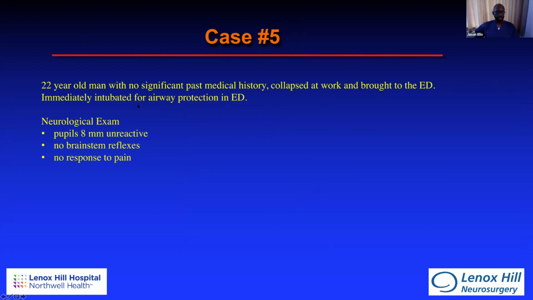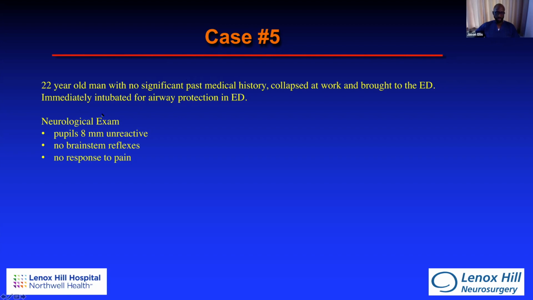Case 5 is a very recent case this week that came into our ER. A 22-year-old man, so very young guy, no significant past medical history. He collapsed at work. When he arrived, he was immediately intubated. As you know, ABCs were done. The airway was not good. He was not breathing effectively, not oxygenating. And so he was put on the ventilator.